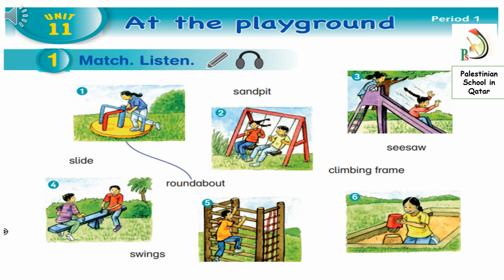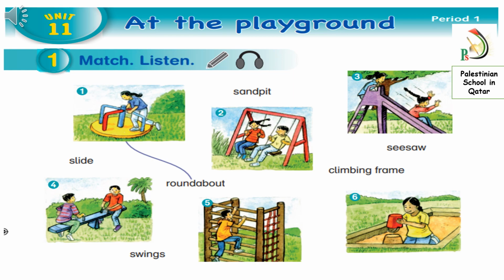Please listen. Track 14. Unit 11. Period 1. Activity 1. Match. Listen. 1. She likes the roundabout. 2. They like the swings. 3. They like the slide. 4. They like the seesaw. 5. He likes the climbing frame. 6. She likes the sand pit.